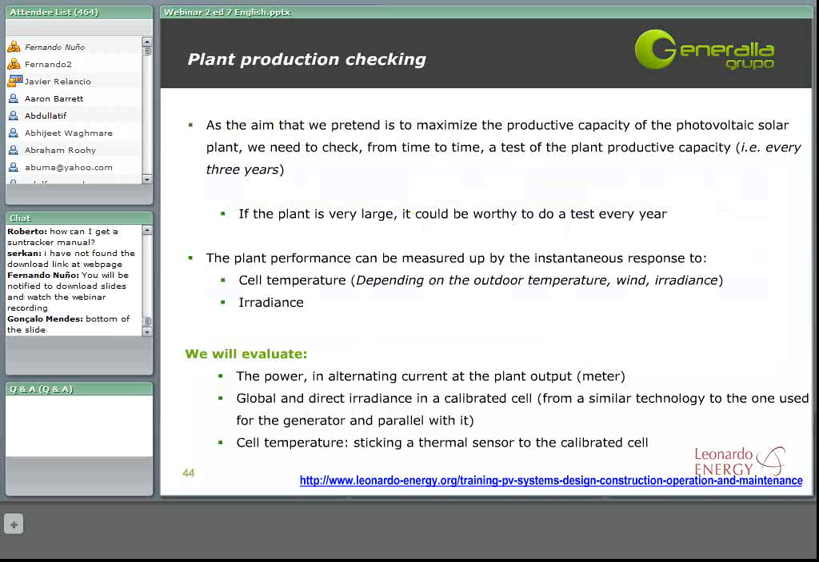Doing this, we will evaluate the power at the plant output using the measures that we can get from the meter, and then we will also have to evaluate the global and direct irradiance in a calibrated cell. And finally, we have to measure the cell temperature. It is important to use a calibrated cell from the same technology that we are using in our panels in order to have a good measure.